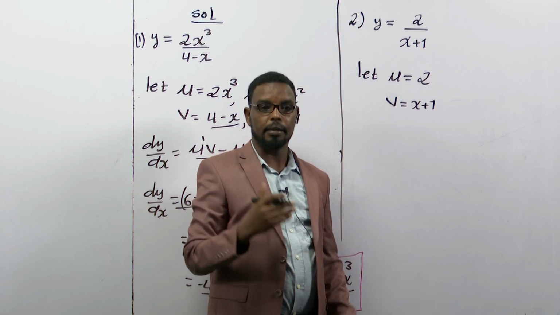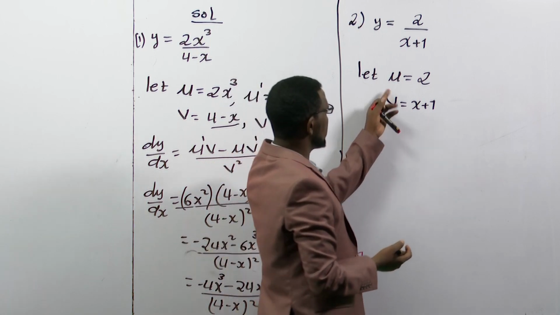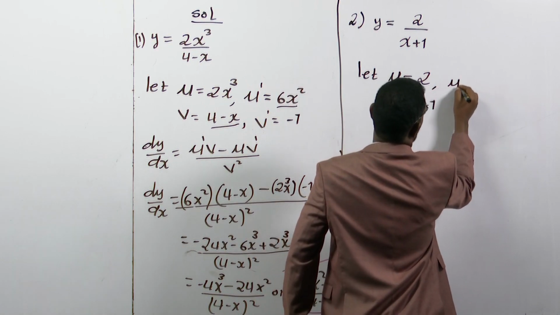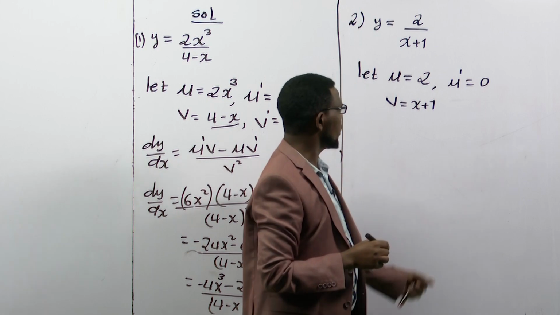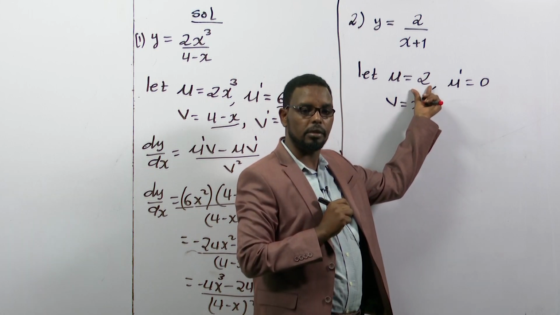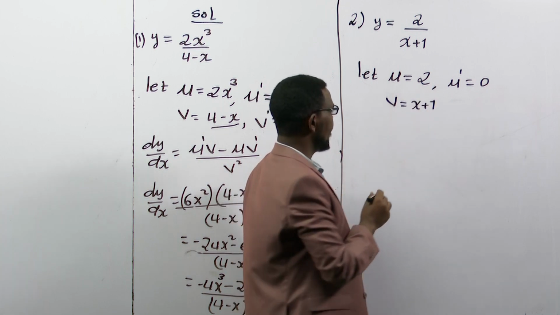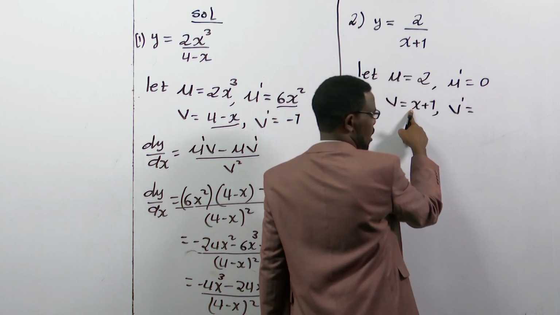The second step is to find the prime. u prime is equal to what? 0. The derivative of a constant is 0. And v prime is equal to what?